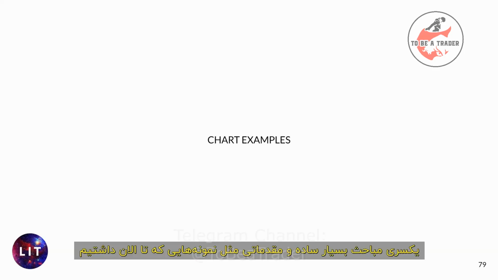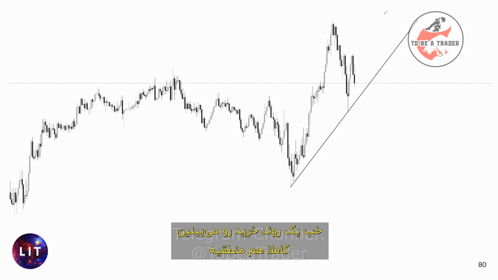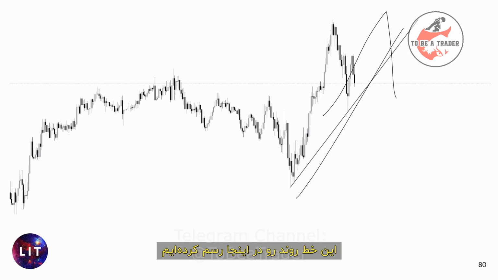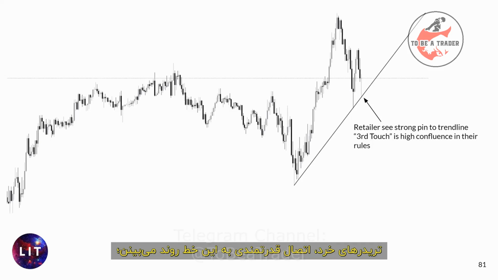Short example, some very easy stuff. Just to get it in your head once again, just very basic stuff. So you see the buy trend, of course, makes total sense, right? We drew this trend line in here, which is completely reasonable. And of course, retailers see a strong pin to the trend line or the third touch, right? Completely makes sense at this point. And again, it pulls back, right? Of course, makes complete sense.